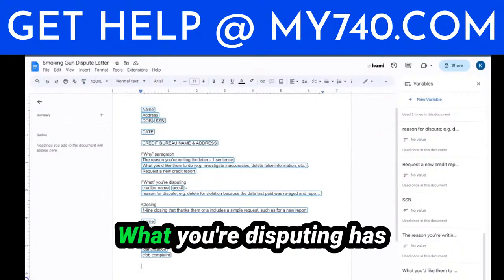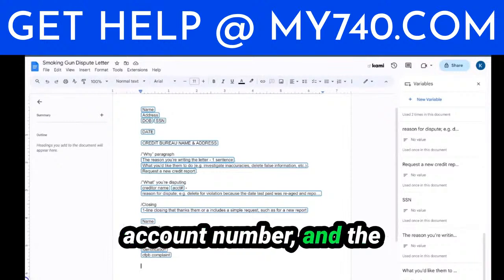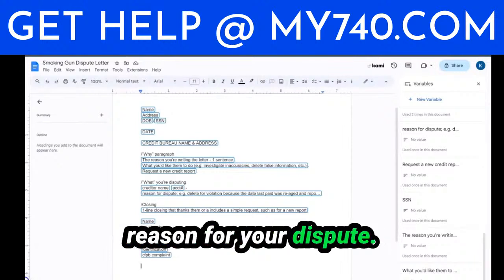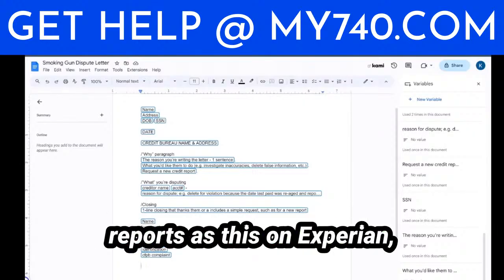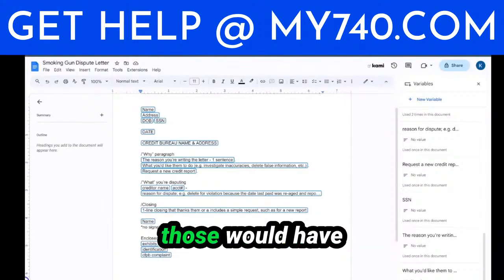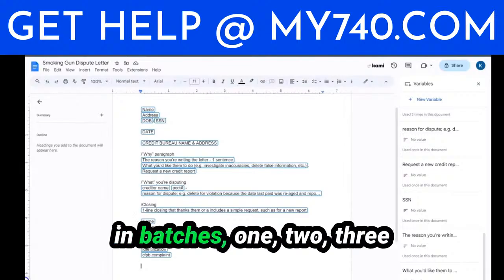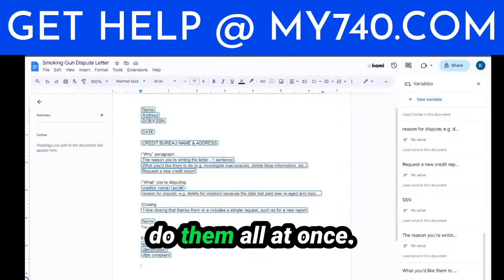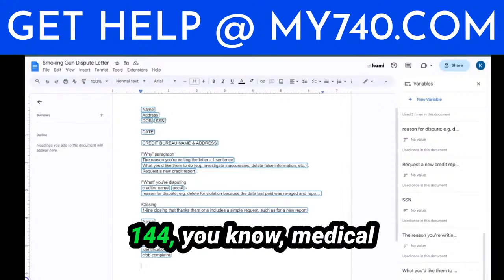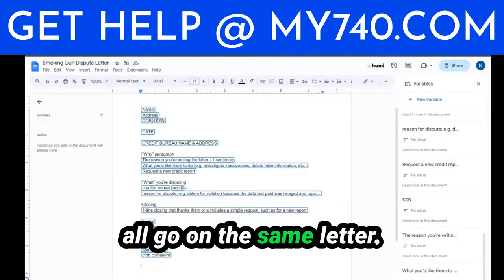Your what you're disputing. It has 3 parts. Creditor name, account number, and the reason for your dispute. An example would be delete for violation because the date last paid was reaged and reports as this on Experian, Equifax, and TransUnion. Those would have different dates. Do this for every account. You don't have to send them in batches, 1, 2, 3 accounts, at most. No, you're going to do them all at once. I don't care if you have 144 medical accounts or collections or charge-offs. They can all go in the same letter.